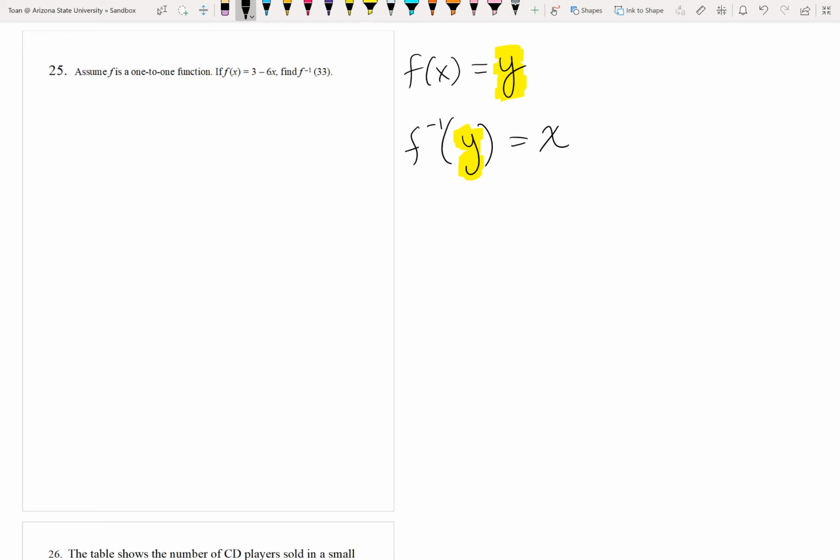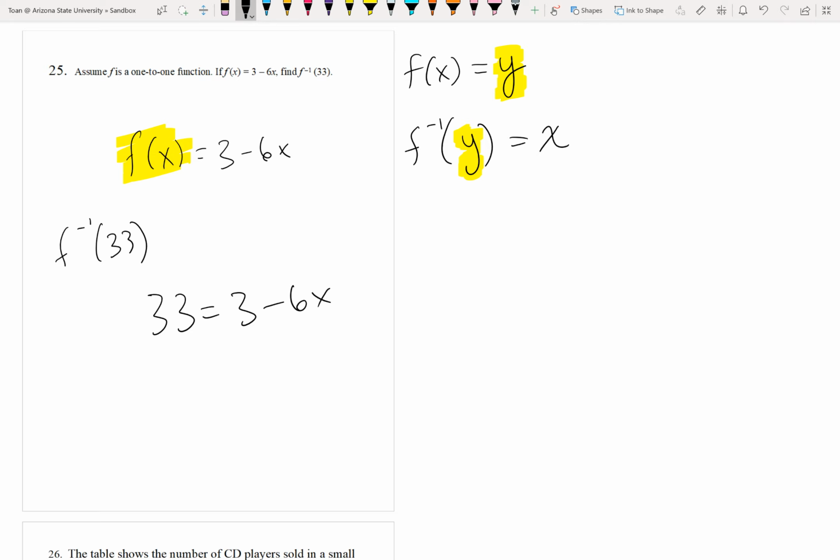So if I gave you an equation, f of x equals 3 minus 6x, this guy here is the y value. So I'm telling you, find the x. So f inverse of 33 is asking you, hey, what's the x value when the y value is 33? So you can change the highlighted part into 33. That gave you a simple linear equation to solve.